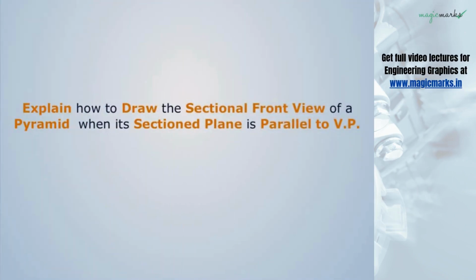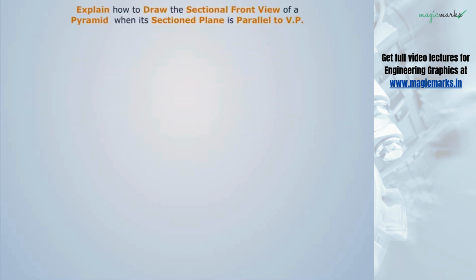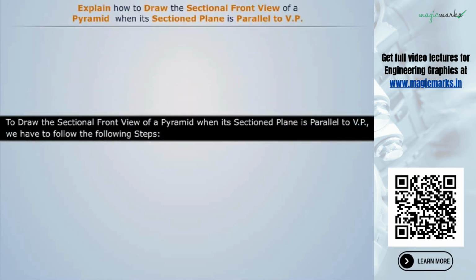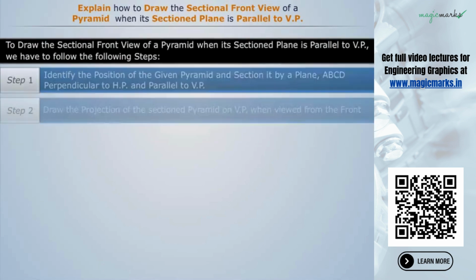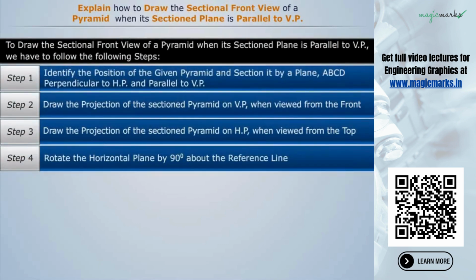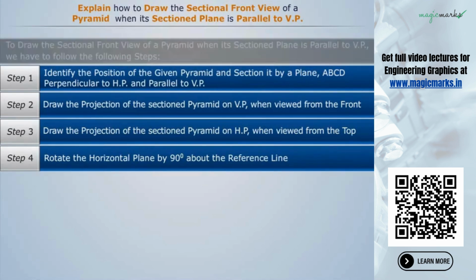Explain how to draw the sectional front view of a pyramid when its section plane is parallel to VP. To draw the sectional front view of a pyramid, we have to follow the following steps. Let's discuss each of these steps.